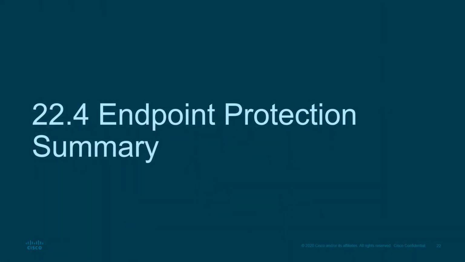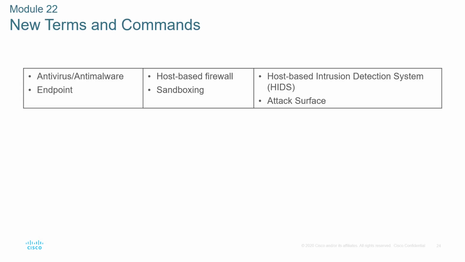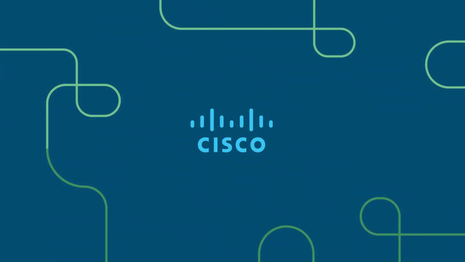Alright, so let's go and wrap this up. We talked about threats to the internal LAN. We talked about host-based and network-based applications like firewalls and IDSs. We looked at application whitelists and blacklists. And we looked at a few new terms: antivirus, anti-malware, endpoint, sandboxing, host-based and network-based firewalls, host-based and network-based IDSs, as well as attack surface. And that is all I had for this chapter.